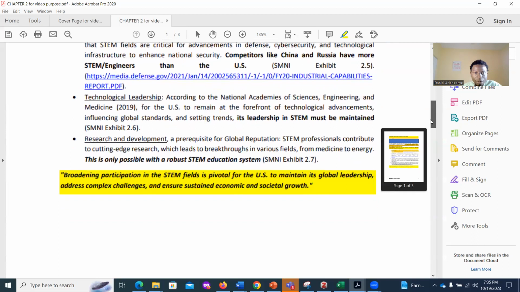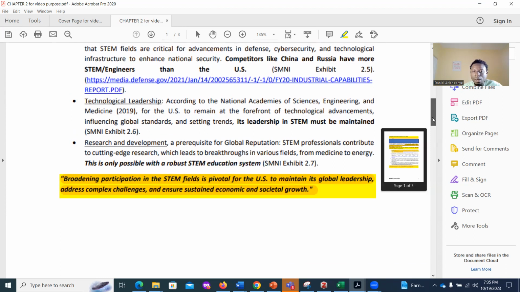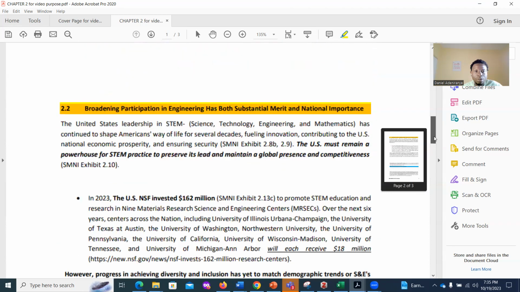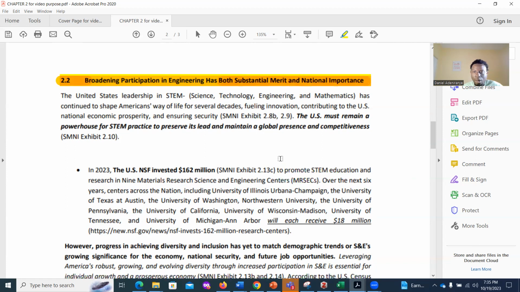And if we move down, broadening participation in the STEM field is pivotal for the U.S. to maintain its global leadership, address complex challenges, and ensure sustained economic and societal growth. So it's more or less like a summary that this petitioner is drawing from all the points he or she listed above. Then we look at 2.2. This person said, broadening participation in engineering has both substantial merits and national importance. Okay, if I'm the officer looking at this, I would ask, but let me see, how is that?